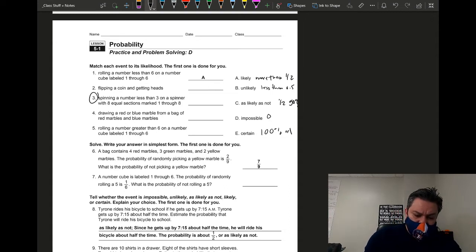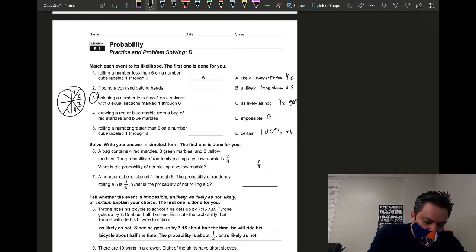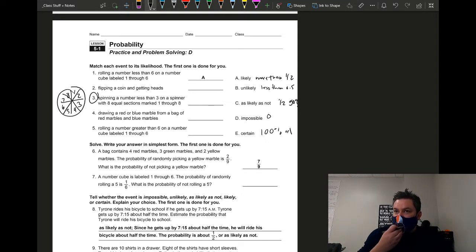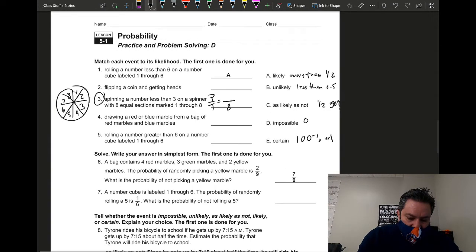So what I like to do in this scenario, I like to go ahead and draw the spinner. And I'm going to make 8 sections because that's what it says it has, right? And it says the number is marked 1 through 8. So I have numbers 1, 2, 3, 4, 5, 6, 7, 8. Now the question is, remember, 8 is going to be the total. On the part over total, 8 is going to be the total, okay?